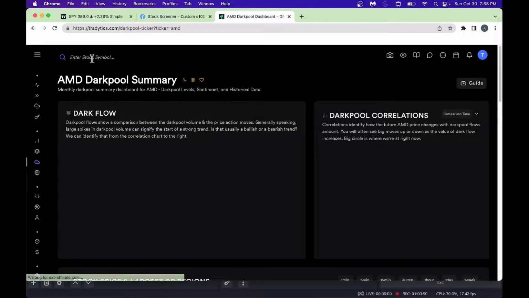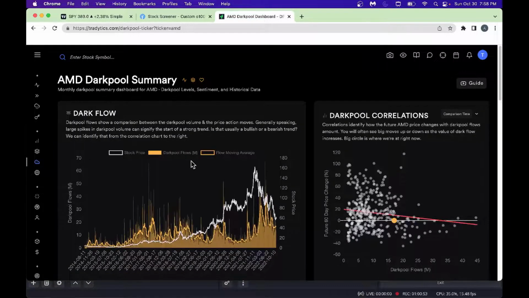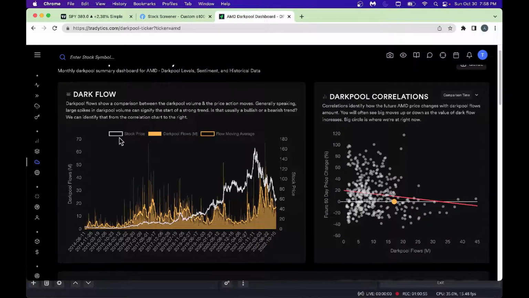We looked at some of these things on the chart here, but you can see you got stock price here in white, and you got dark pool flows on the right here. As you can see, we got dark blue flow here, and then there is a moving average with the dark yellow line. So you get a good idea here. Whenever there's a high dark pool, stock might go higher. Look, nice and high dark pool, stock went higher. Now the dark pool activity is kind of settled down, as you can see here.